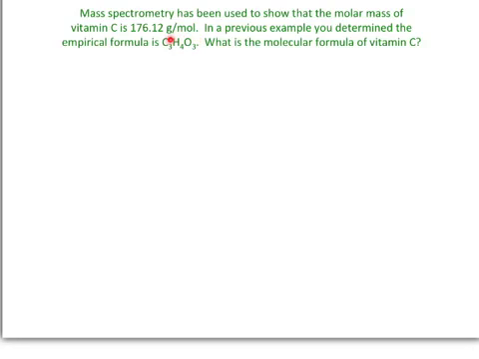empirical formula. So all we need to do is calculate what the molar mass of this formula is, divide that into the correct molar mass, and that will give us the number that we need to multiply the empirical formula by to get the molecular formula. So I like to call the molar mass of the empirical formula the empirical mass. And so I'll abbreviate that EMP mass.